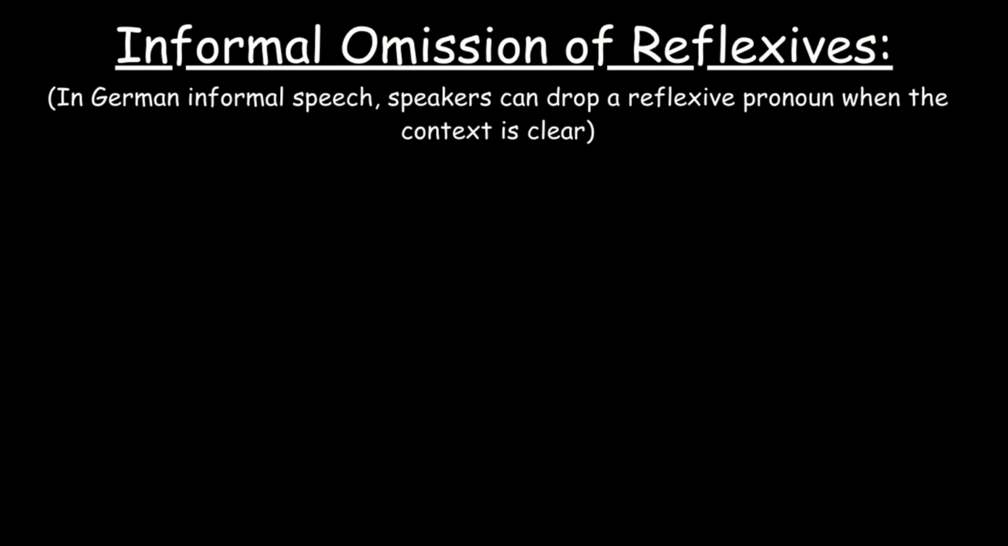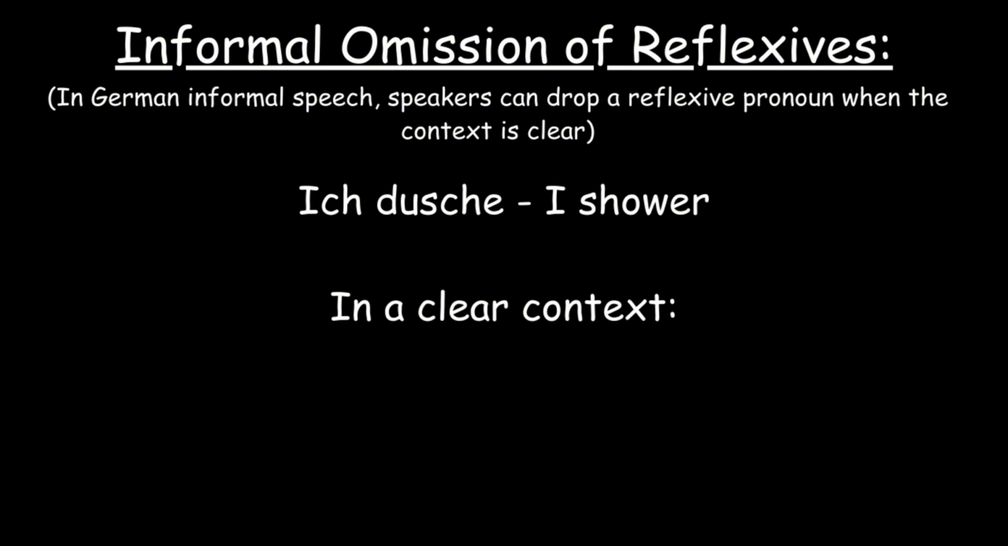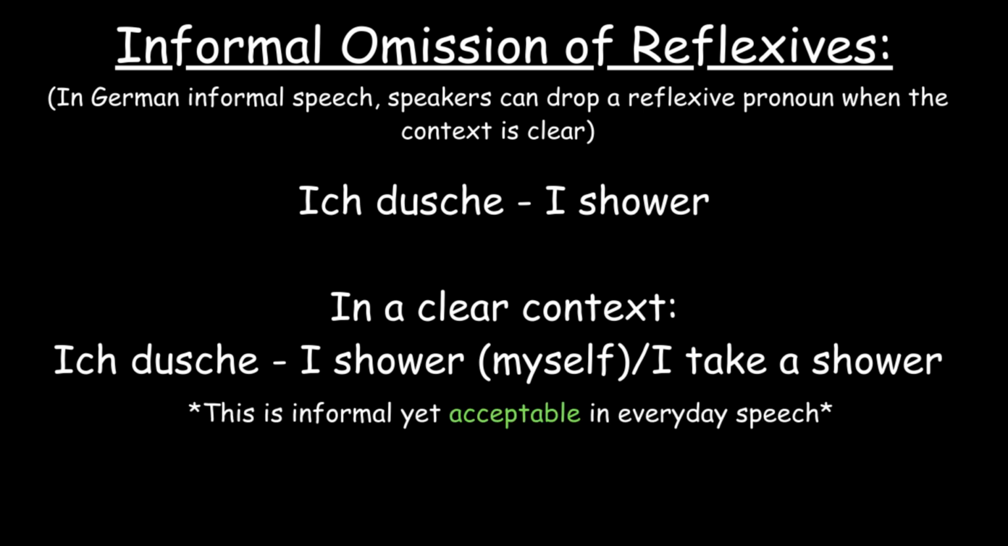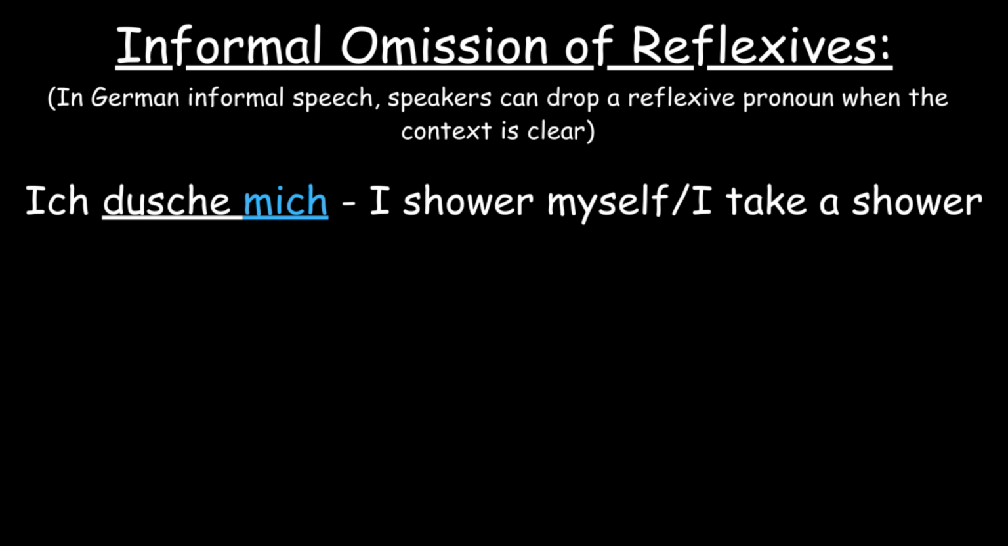One final concept is an informal omission of reflexive pronouns. In German informal speech, some native speakers can drop a reflexive pronoun when the context is clear, but this is technically incorrect, like saying Ich dusche. Grammatically, it means I shower, but in a clear context, it can mean I shower myself or I take a shower. This is informal, yet acceptable in everyday speech. But still, it's better to say the reflexive form for clarity and formality. Ich dusche mich. Overall, this is how reflexive verbs fully work in German.